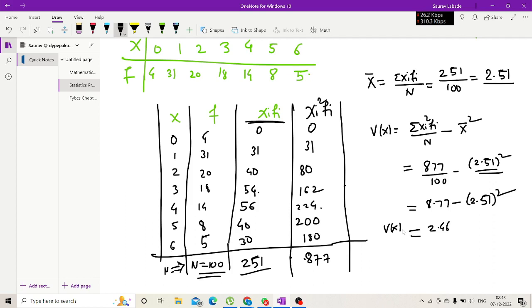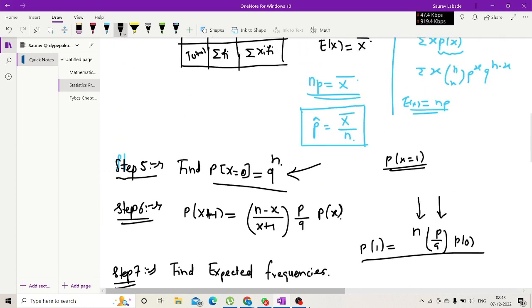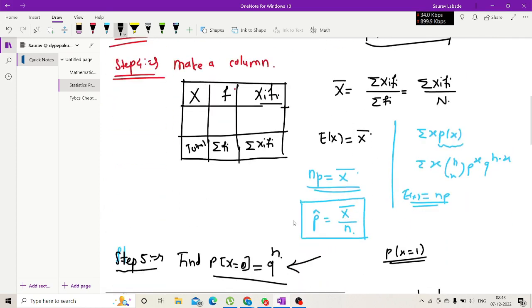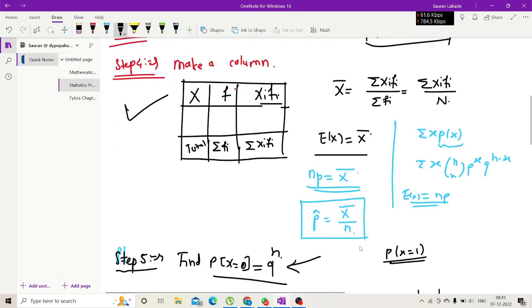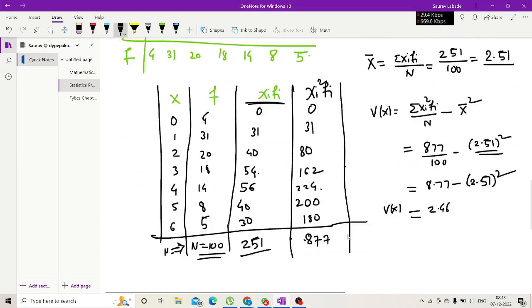Okay, now in the procedure, what we have done up till now, we have already found the column and the expectation of x. The next step is what? Np equals x bar. That is my next step. That means p estimate equals what? X bar upon n. So the same I am using here.